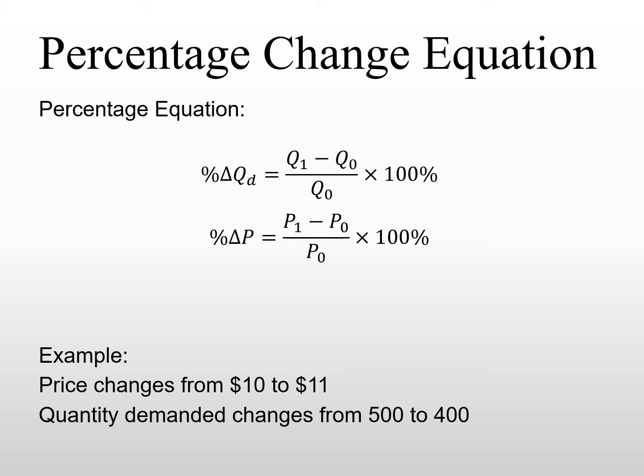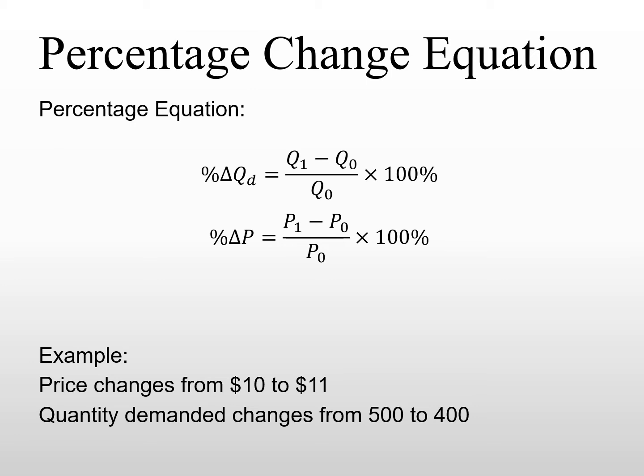Here we are using the basic calculation of percentage change. We use the new quantity minus the base quantity, divided by the base quantity, and multiply by 100%. For the price, we can calculate the percentage change using the new price minus the original price, divided by the original price, and multiply by 100%. Given an example here, let's say the price changes from $10 to $11. So $11 is the new price and $10 is the original price.